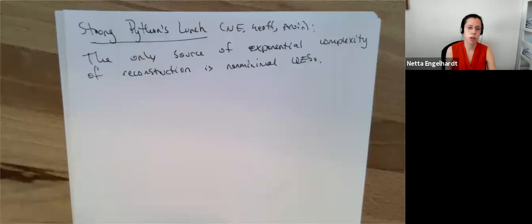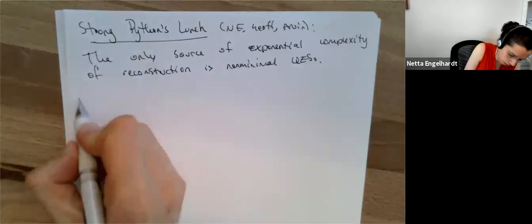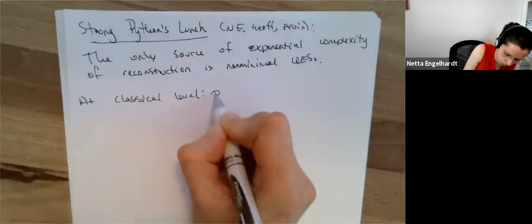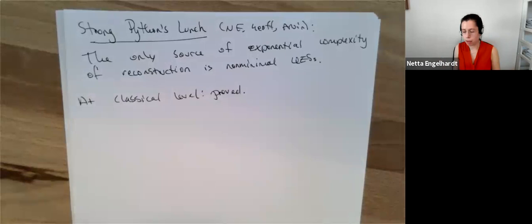So how well established is the strong Python's lunch proposal? Well, at the classical level, you can prove this, a physics-level-of-rigor proof. What about the quantum case? Well, in the quantum case, it appears that it has to be false, naively at least, because you would say, okay, let me go back to this one-sided black hole. But now let me imagine that I'm working in a particular microstate, so a small code subspace. And let me suppose that I want to reconstruct.